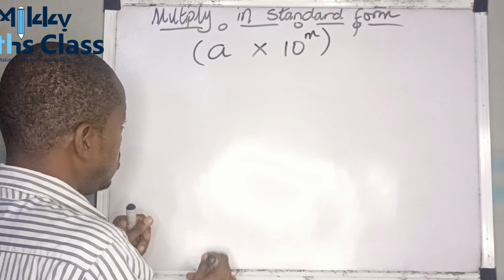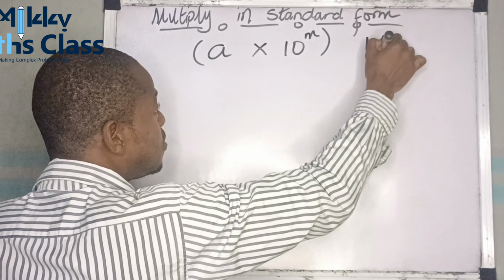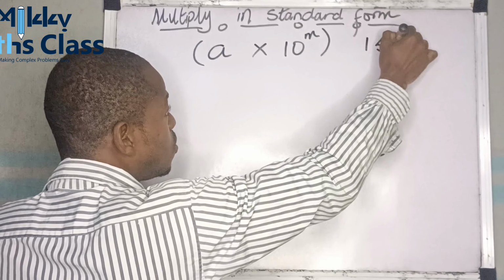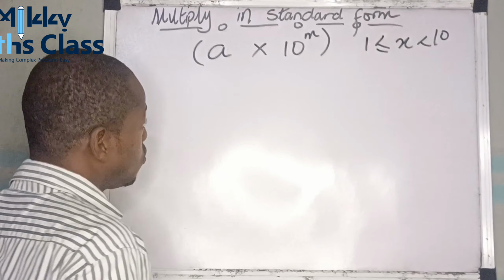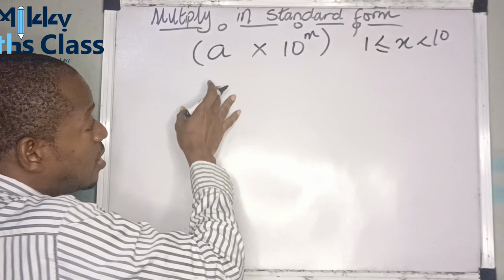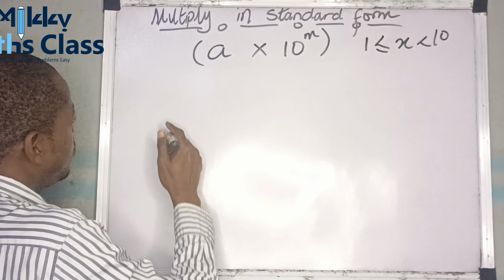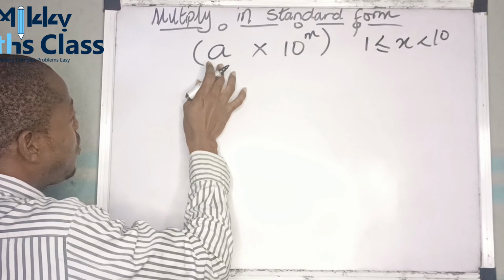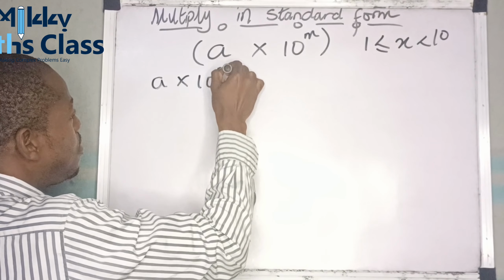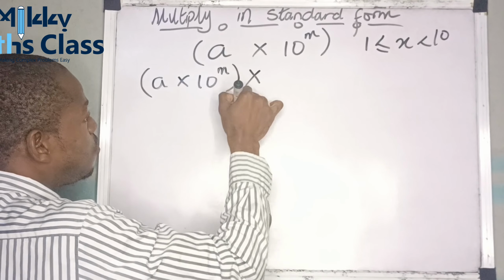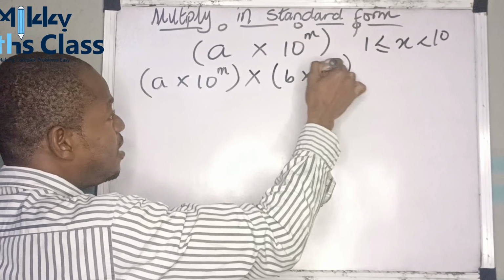Now, a is such that 1 is less than or equal to a, and a is less than 10. So a ranges between 1 and 10. Let's take an example. For example, we can be asked to multiply something like this: a times 10 to the power of m times, let's say, b times 10 to the power of n.